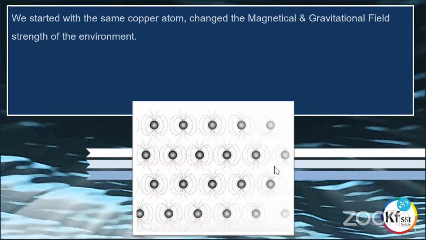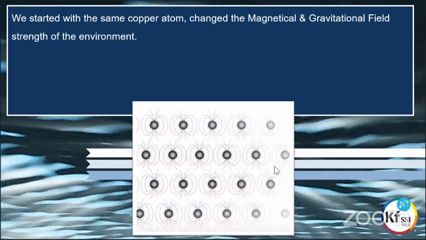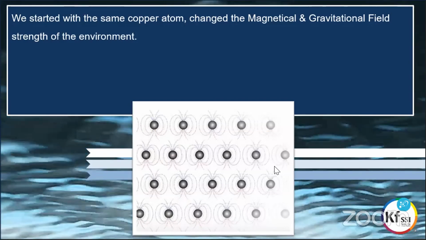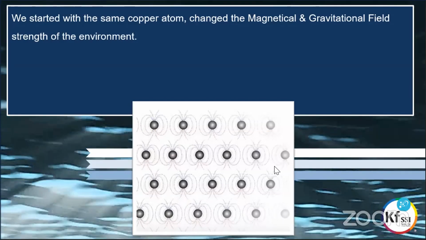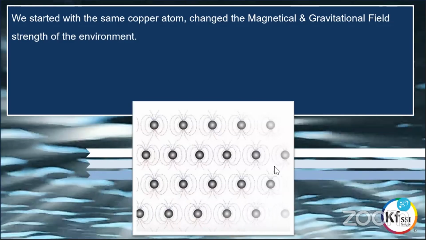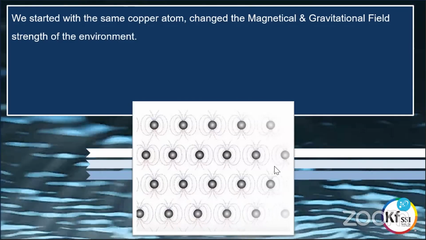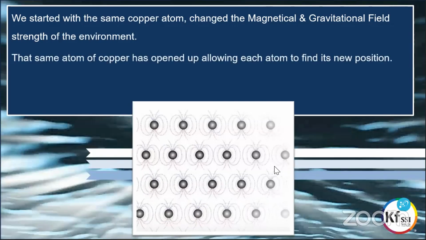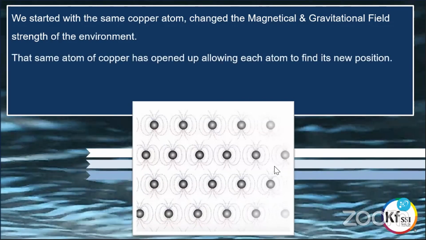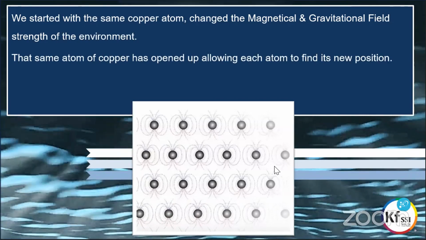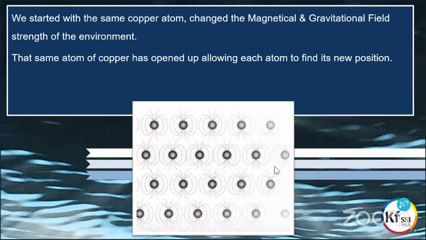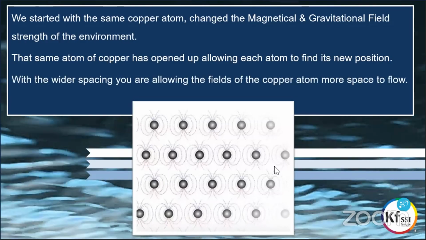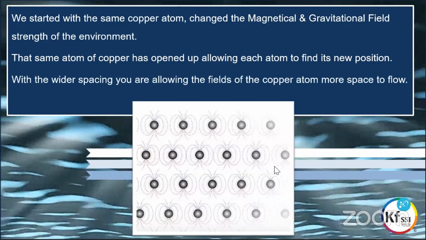We've got the same copper atom, but we've changed the magnetic gravitational field strength of the environment, and we've created our nano-layer just by changing the environment in which we operate. It's the same atom of copper, but it's opened up, allowing each atom to find its new position. We have the wider spacing, allowing the fields of the copper atom more space to flow.